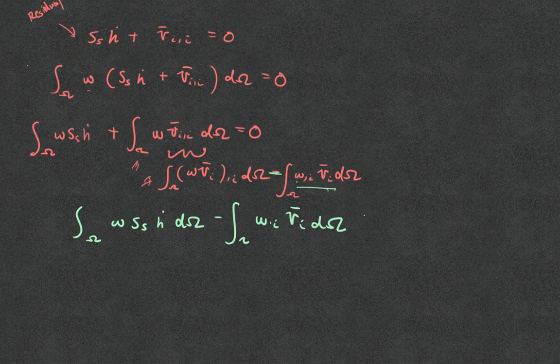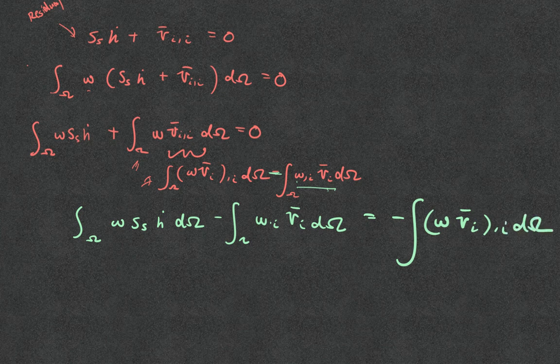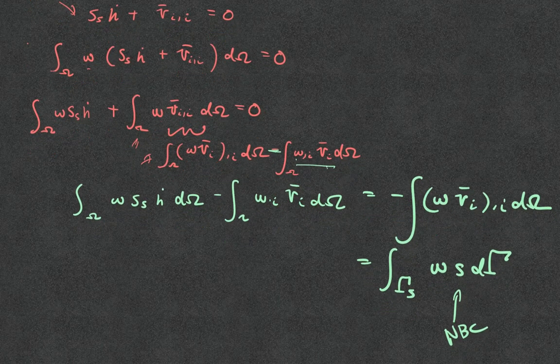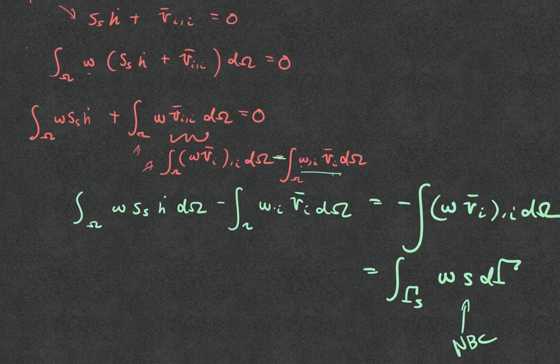This term would be equal to, which is actually equal to, and S is the prescribed values of the natural boundary condition values, NBC. Okay, so far so good.